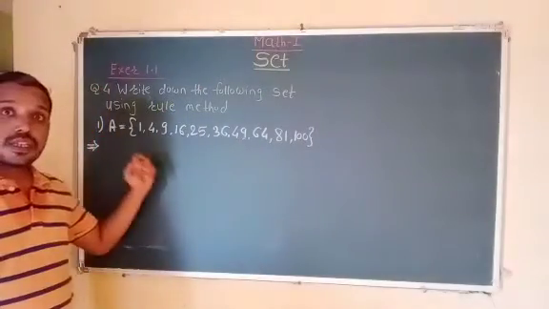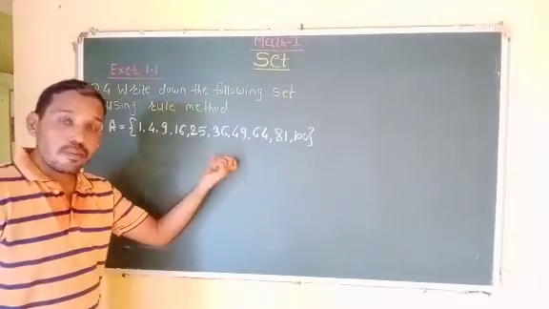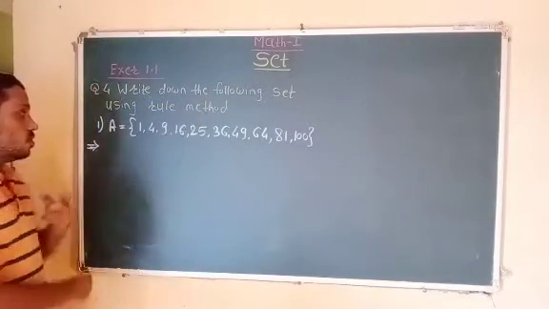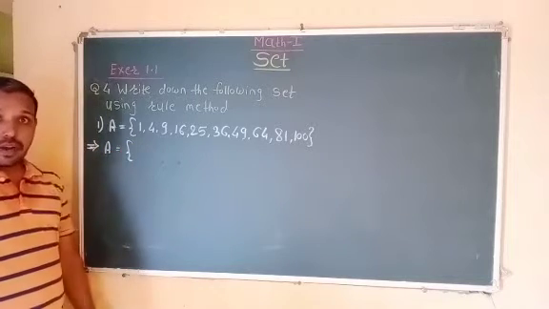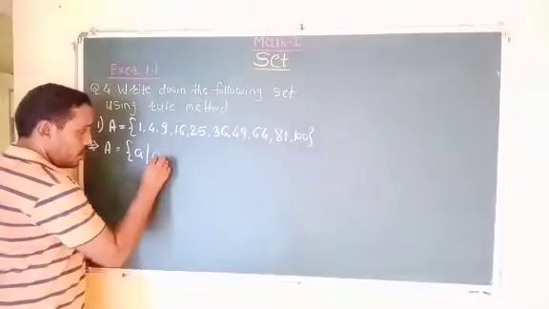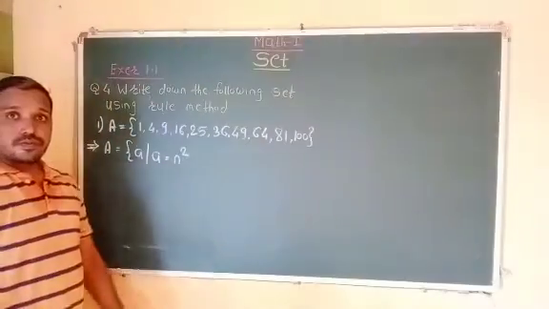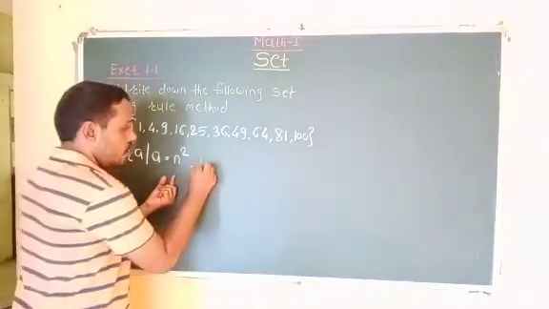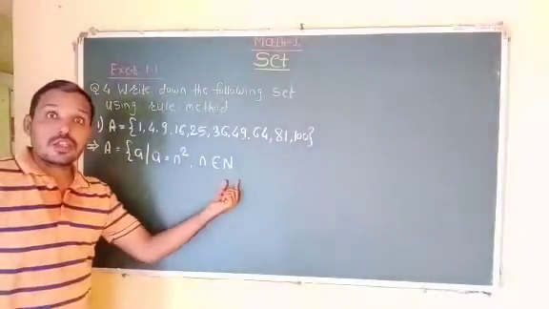Then we can easily find the property of those elements, and using that property we can write down the set in the rule method. So A is equal to, in curly brackets, a such that a is equal to n square. So what is n? n belongs to capital N, and capital N means the natural numbers.